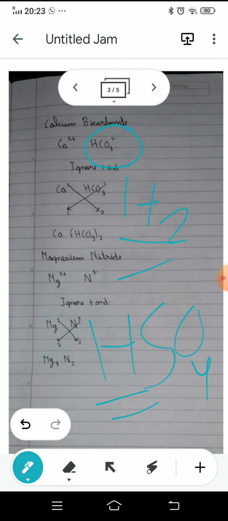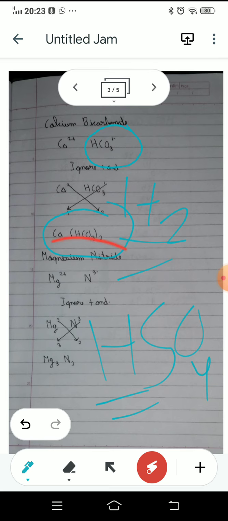Then what we have to do, friends, is simple: ignore plus and minus signs and interchange the valency. Now see, since HCO3 already has a subscript, that is 3, when 2 comes over here, HCO3 will be written in brackets and 2 will come outside of it.